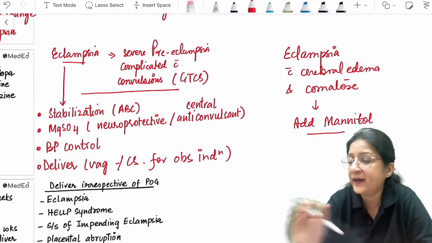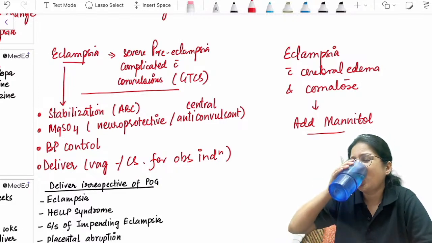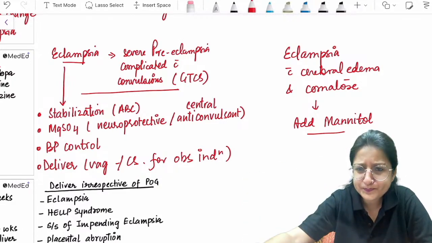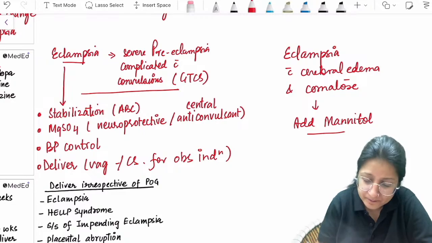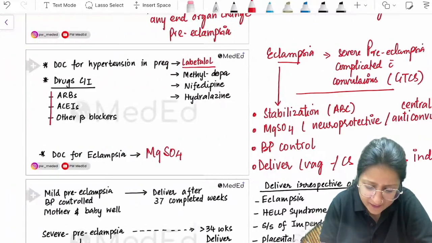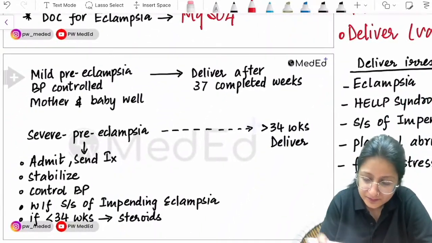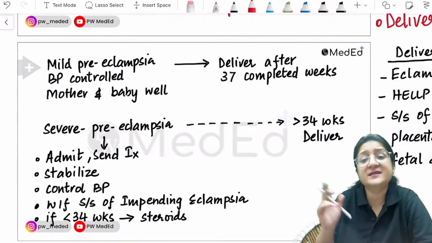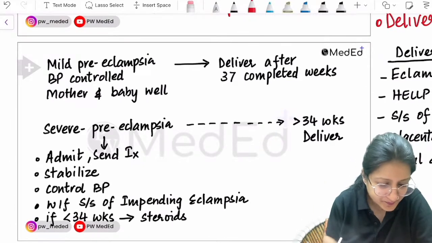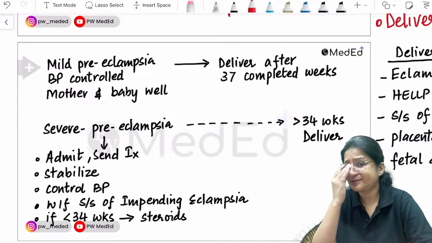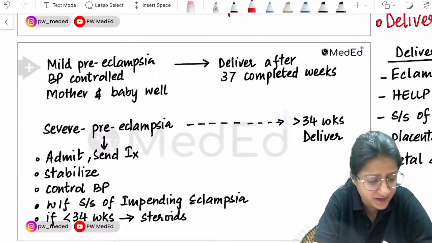This was also an FMGE question, not recent but some time back. Okay, so keep that in mind. Now look at this. You were asking me mild, severe. Mannitol is a drug used for treating cerebral edema.